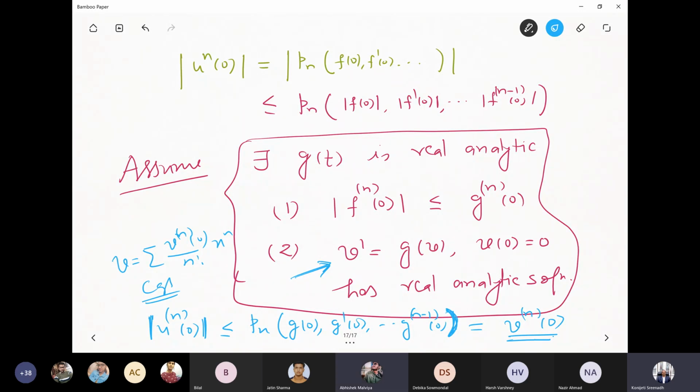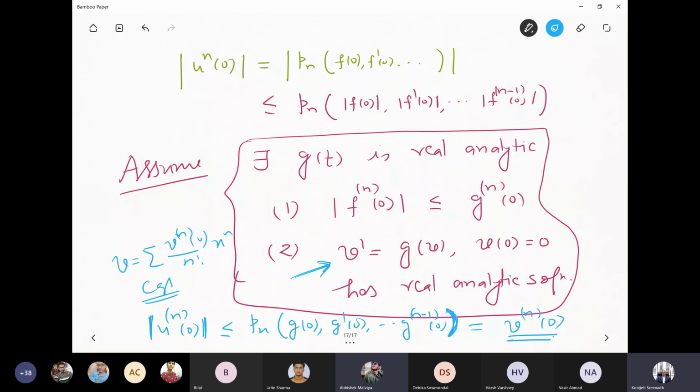Therefore, now my U becomes a real analytic function, or the series of U converges. Okay. So sir, how can we say that every time this function exists, that what we are assuming, how can we be sure?